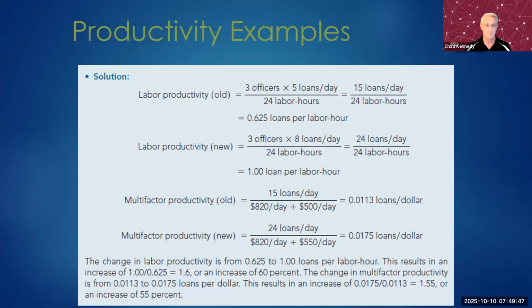We do it the new way, 24 loans a day, because we're doing 8 loans per person per day. Same cost, except for our overhead goes up now, because the cost of the software is embedded now into the overhead number. And we get 0.0175 loans per dollar. Again, we divide the new divided by the old to get the increase or decrease.